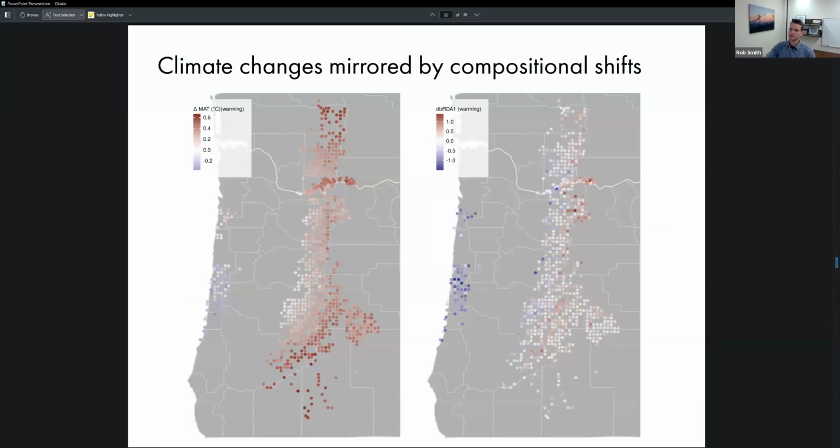That's mirrored when we look at the physical side of warming, so the actual climate warming experienced in this left-hand panel, compared to a composite measure of community composition. We see that the change in those lichen community compositions relatively mirrors the climate changes experienced. To boil that down, lichens are responding at some time scale over 20 years to climate changes experienced. That's good. That tells us that we're measuring a sensitive bioindicator, something that's actually responding.